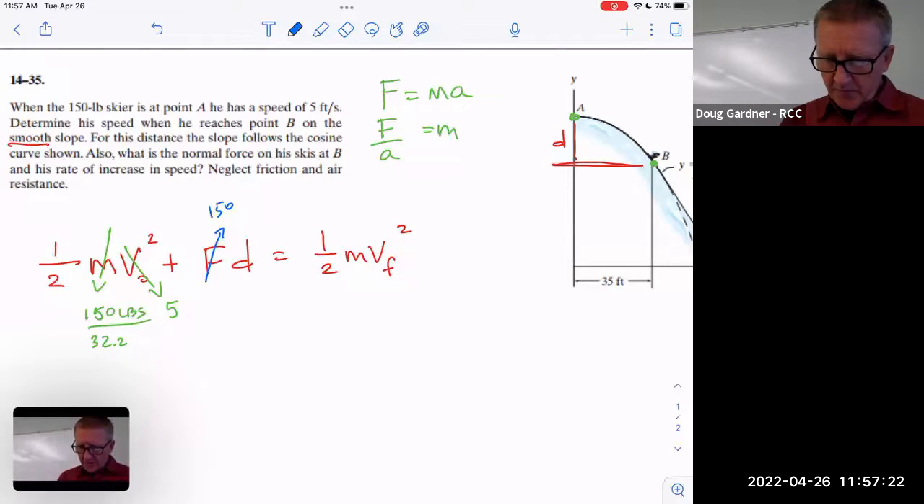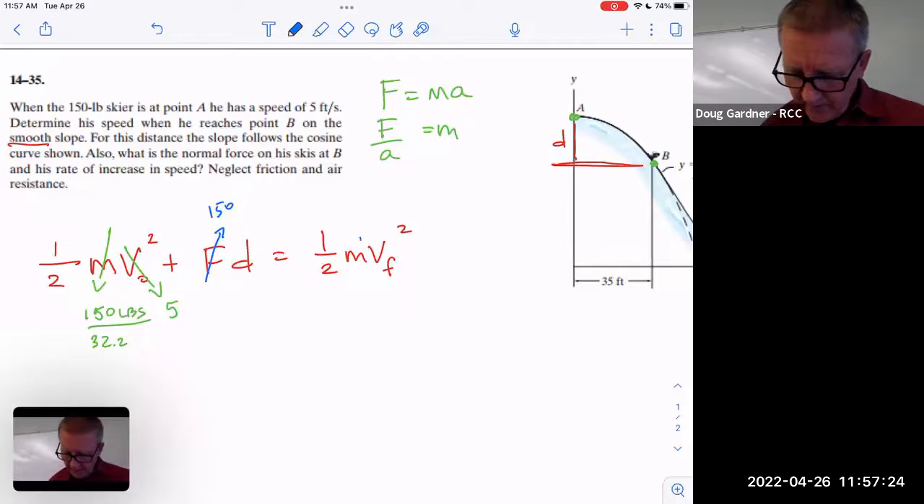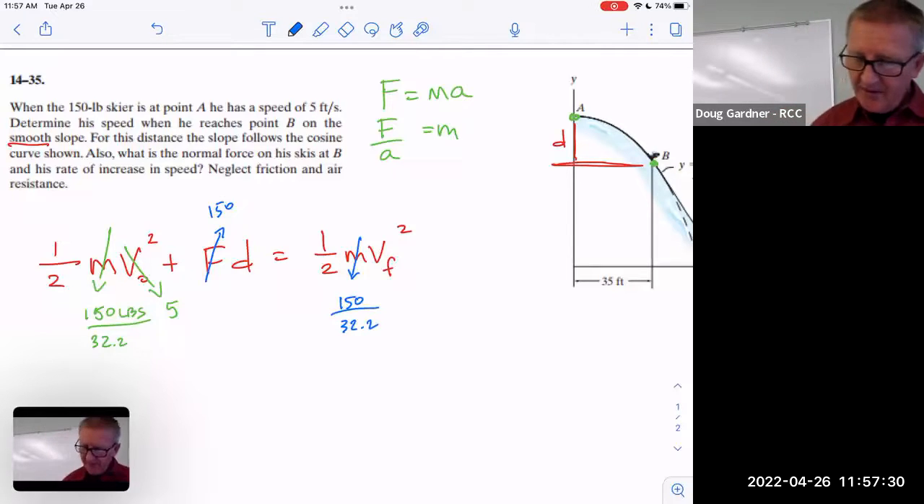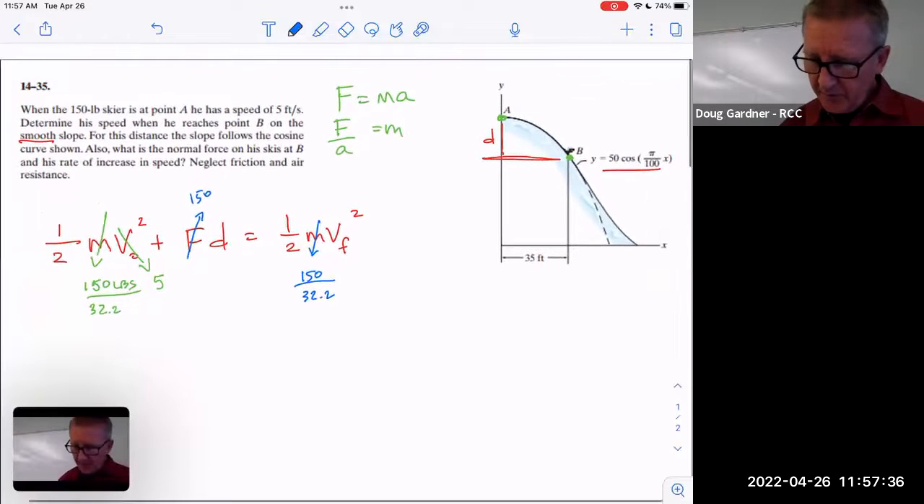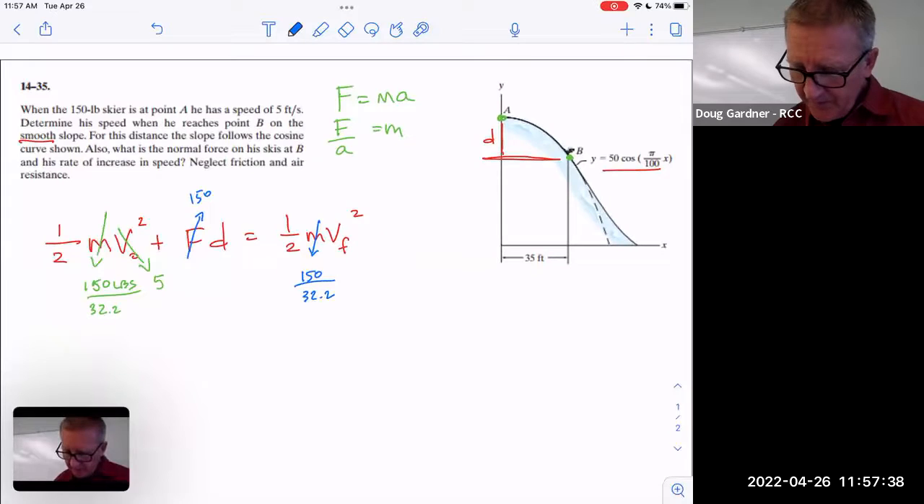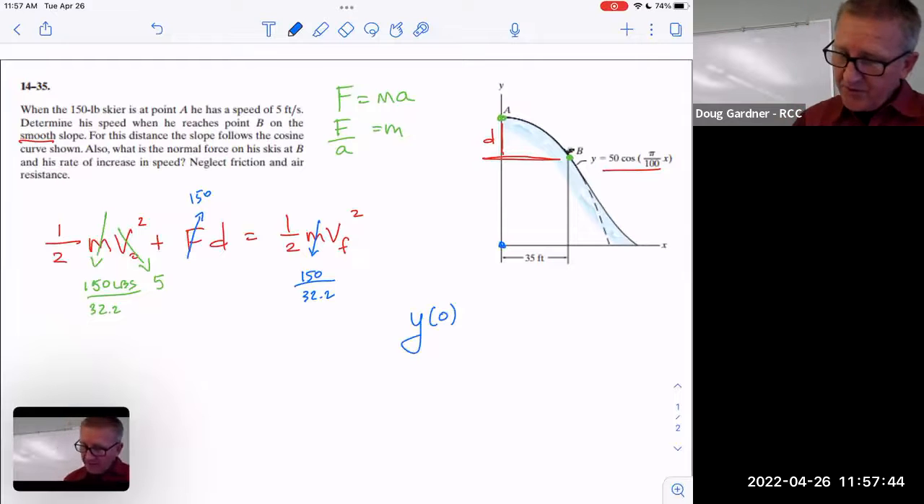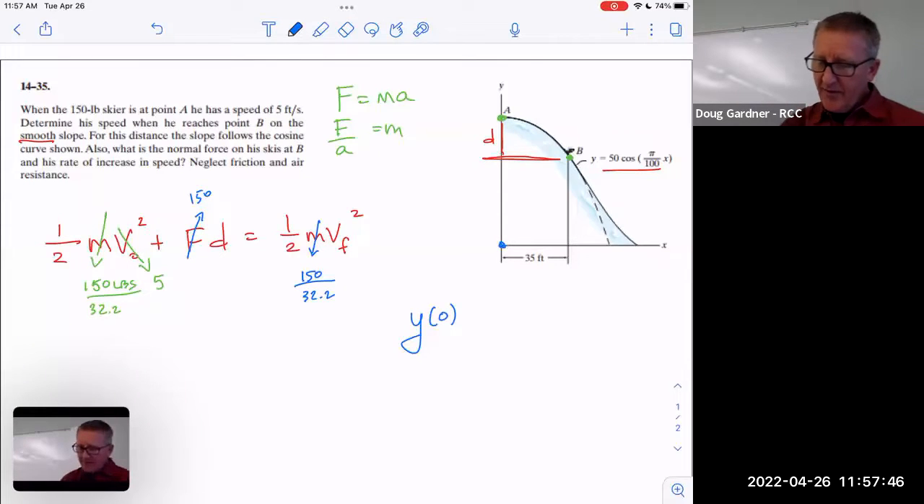So, wow, I'm almost home free. If I come over here and stick mass in as 150 over 32.2, the only thing I don't have then is that first distance. And that's where I've got to go to this equation a little bit. So if I go over here to x is 0, right? Because notice this equation is y as a function of x. I sort of have to know how high I am.